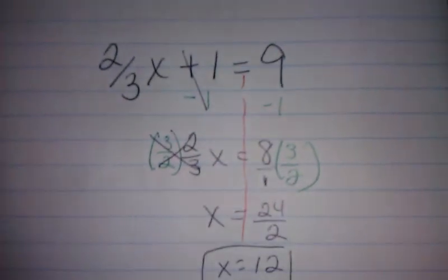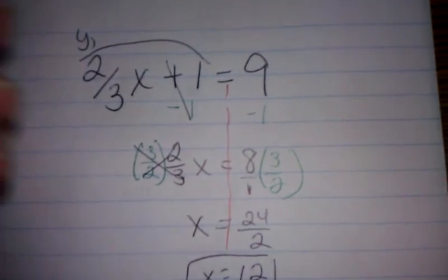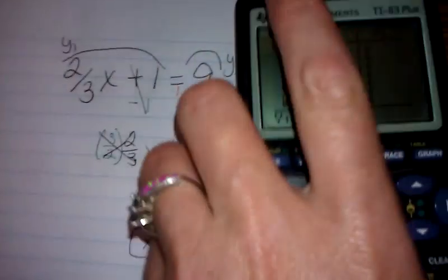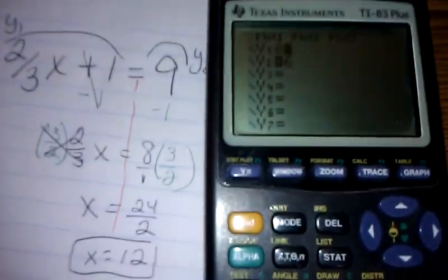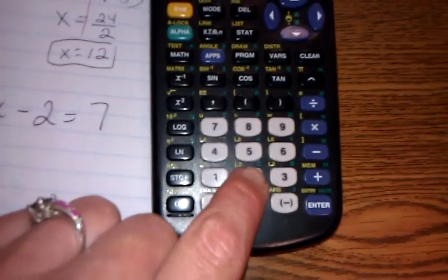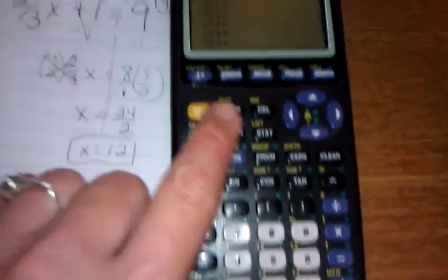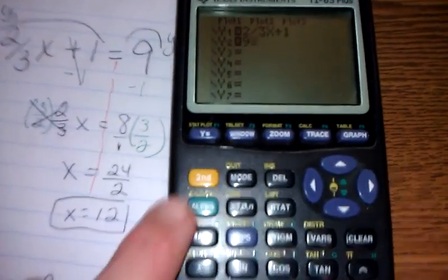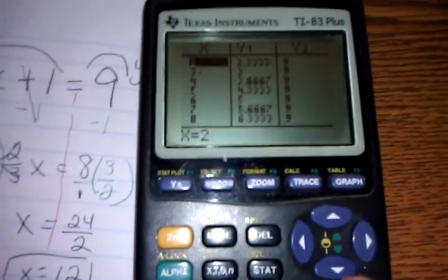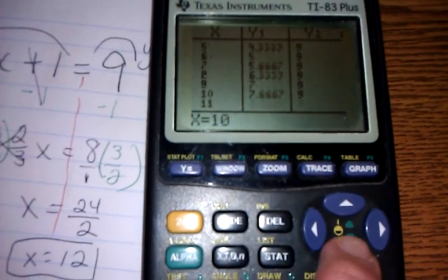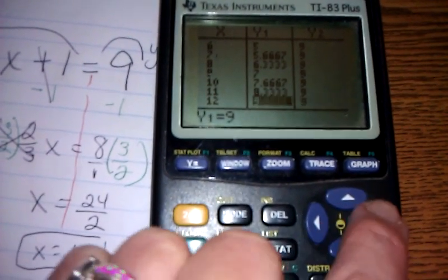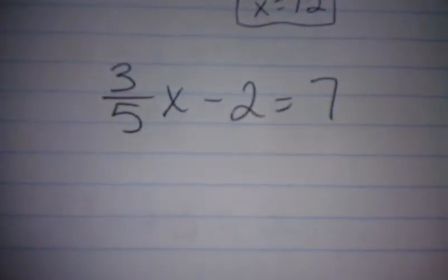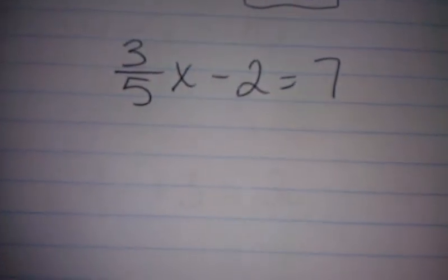Well, if I go and check it, left hand side into y1, right hand side into y2. So let's go up here and check this. Go to y equals, I'm going to put in 2/3. 2/3 is 2 divide 3, x plus 1, and in y2 is 9. Second graph, I'm going to go to where x is 12. y1 and y2 are the same. That means I'm right. Next one. Pause the video and come back and see how you did.